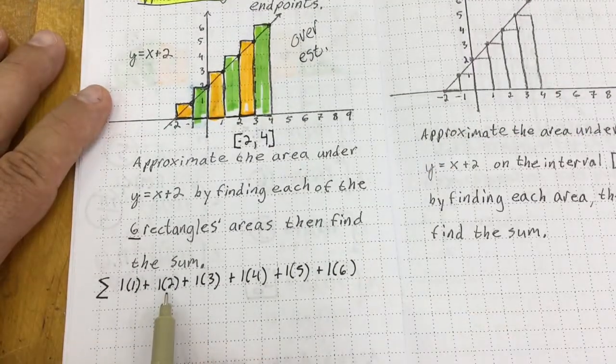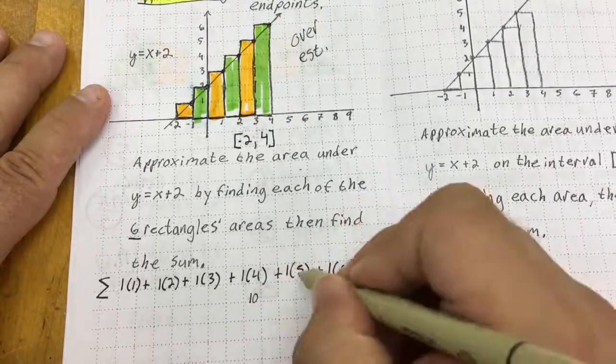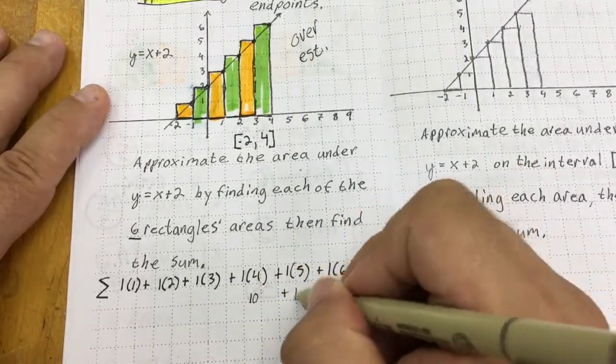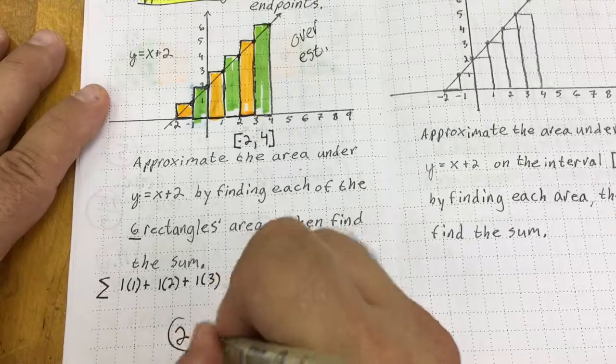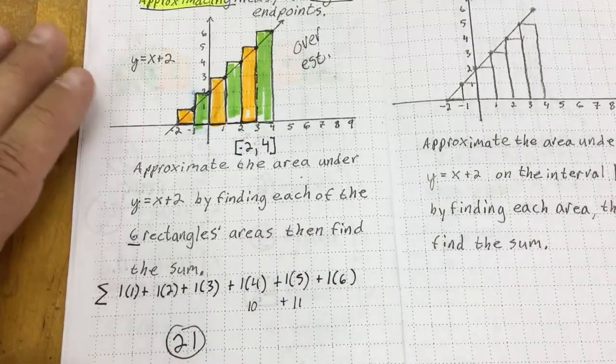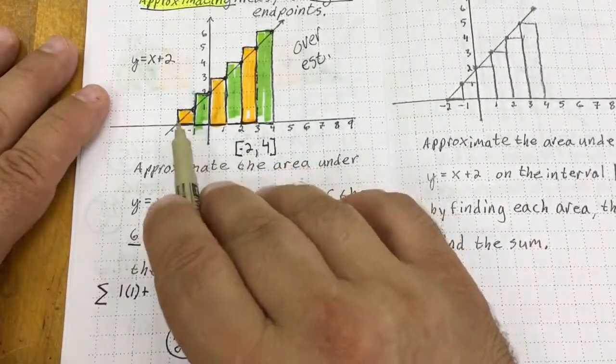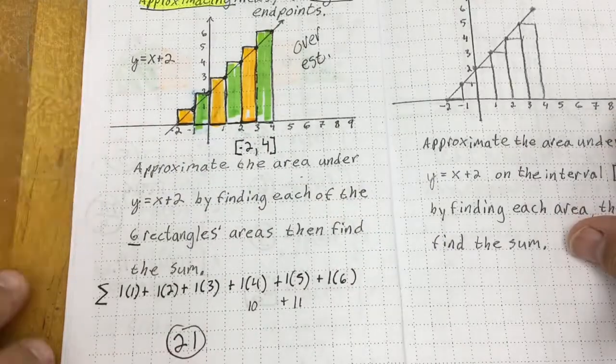I'm going to get a total area of 1 plus 2, that's 3. 3 plus 3, that's 6. 6 plus 4 is 10. 10 plus 11, 5 plus 6 is 11. That's going to give me a total area of 21. Total area of 21. Not bad, using right endpoints on an interval from negative 2 to 4.